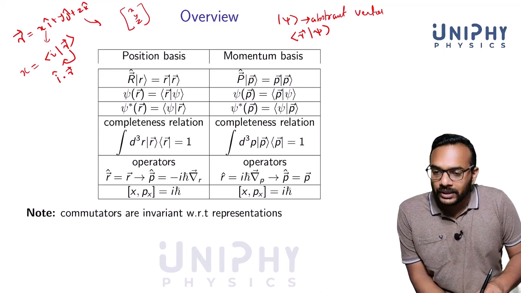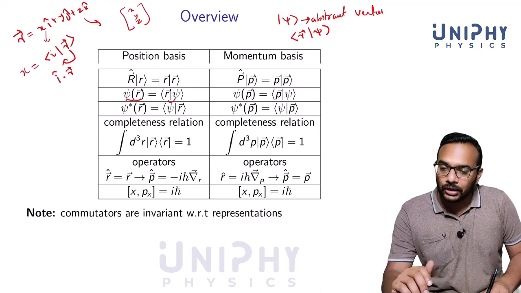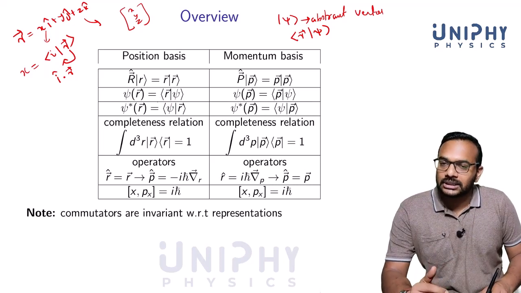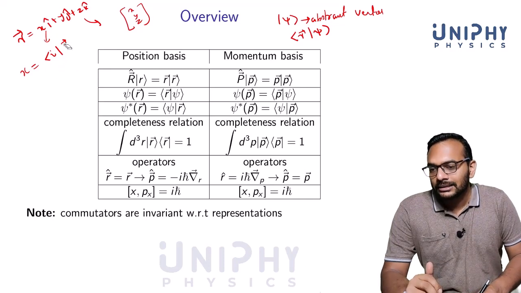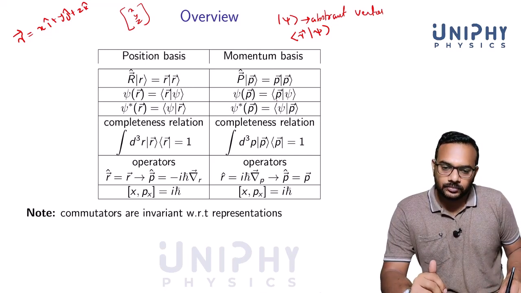In the same way, psi of r vector is written as the projection of psi along the eigenvector r vector. This is known as projection or scalar product. I hope that is clear. You are actually projecting out the expansion coefficients. You are getting the expansion coefficients here, and similarly here.